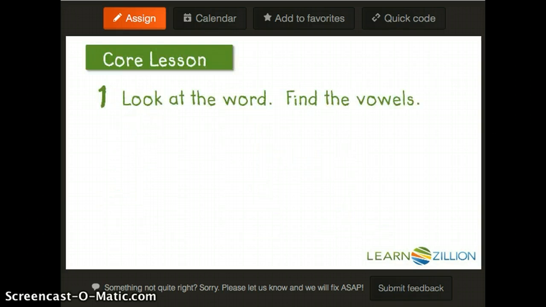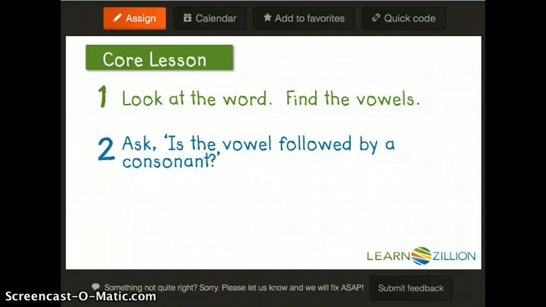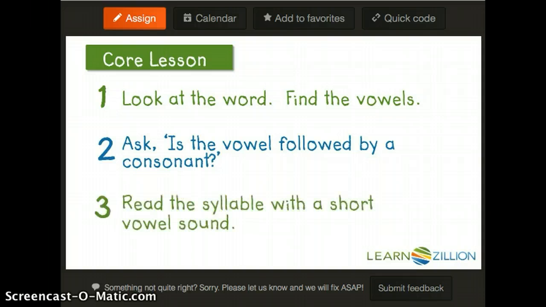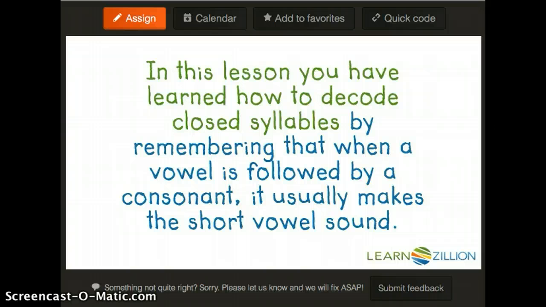So what we did was we looked at the word and found the vowels. We asked, is the vowel followed by a consonant? And then we read the syllable with a short vowel sound to see if it made sense. In this lesson, you learned how to decode closed syllables by remembering that when a vowel is followed by a consonant, it usually makes the short vowel sound.